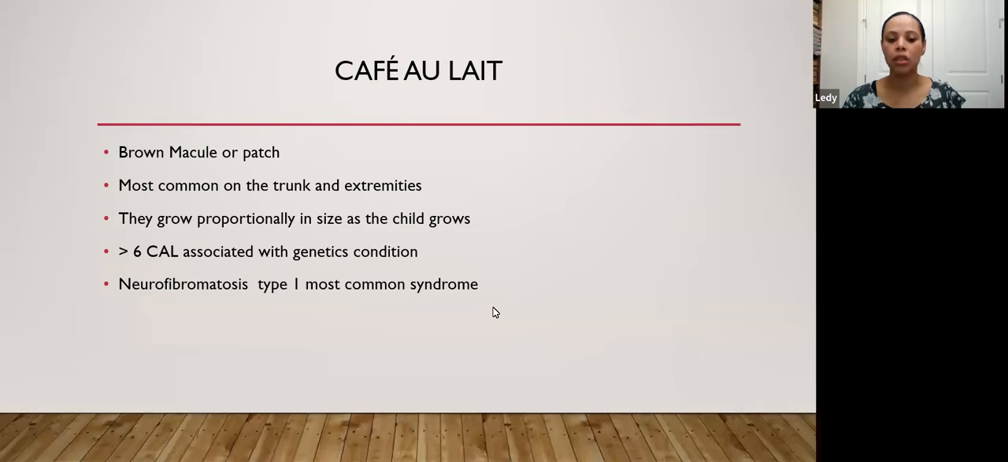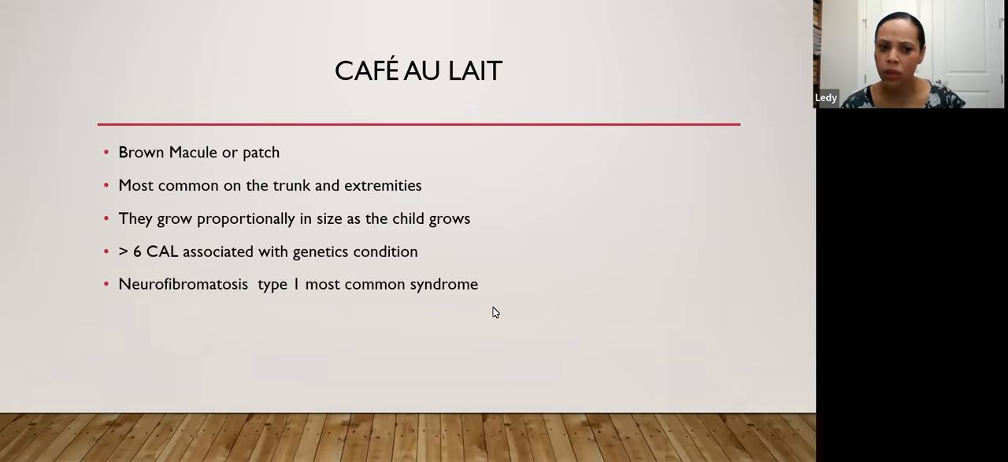But there's a condition associated with café au lait. The magic number, I always tell my students, is 6. If you count more than 6 café au laits, you always want to refer to genetics. And I do. Even if a patient comes in for molluscum and I see more than 6 café au laits, I tell the mom, have you noticed these macules? Have you been to genetics?